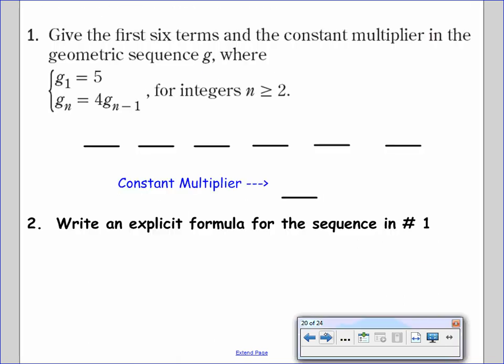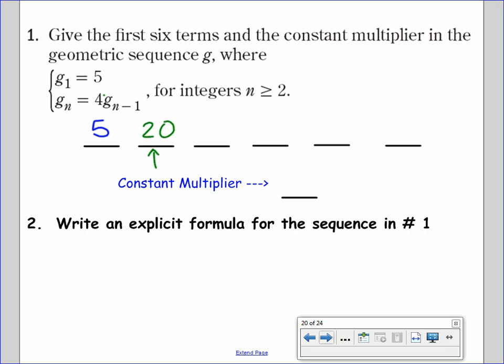So, for a geometric sequence defined recursively, it's easy to get the first several terms. Again, the first one is given for free. Everybody pick out g sub 1, my first term. What would my first term be for this recursive sequence in number 1? Mark? 5. 5, thank you. And to get my current term, all I need to do is look at the previous one, call it g sub n minus 1, and do what to it? Multiply by 4.